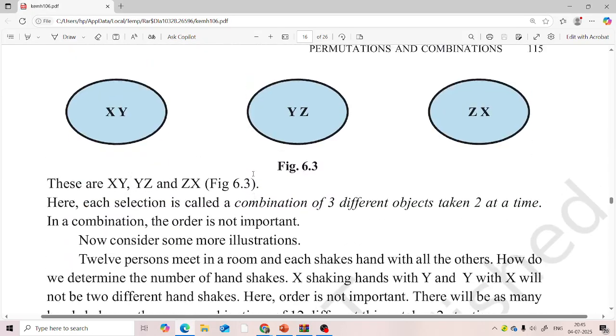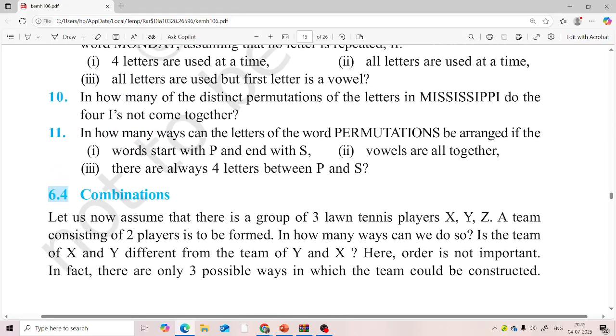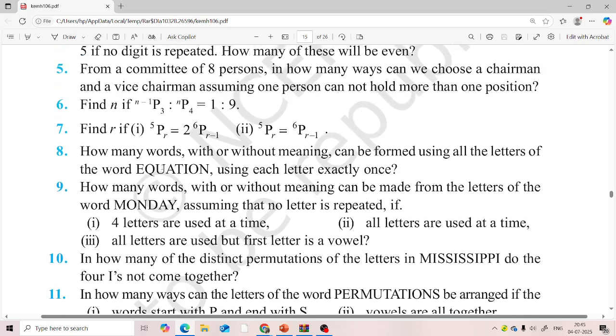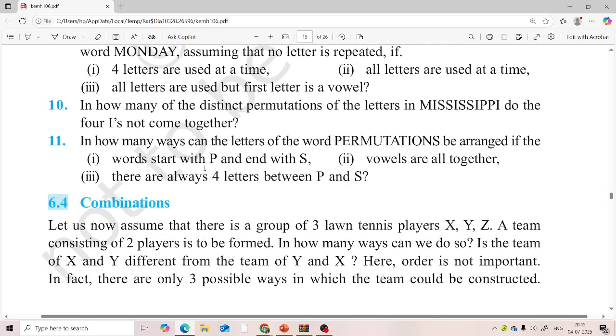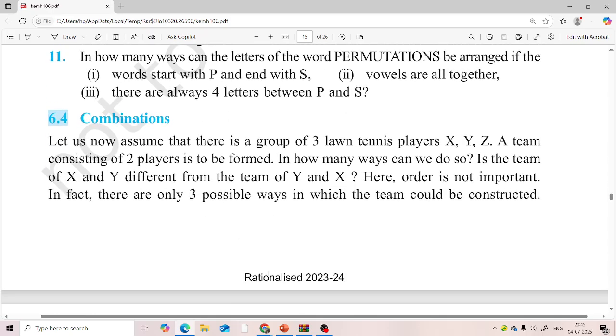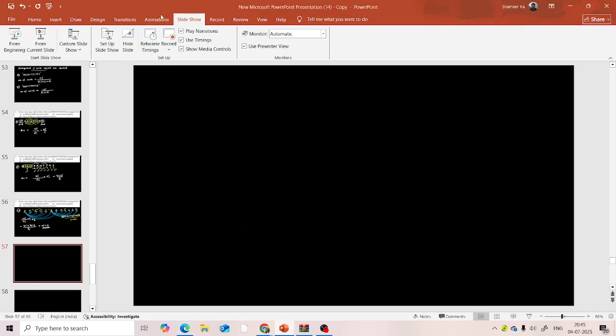So let me go to the next topic, combination. After discussing all the problems related to combinations, I will come back to this NPR. Only 2 questions are there in textbook. NPR is not so important, but combination is the most important thing. Okay, let me start combination. So all of you please listen. Next topic is combination. Another name is selection.